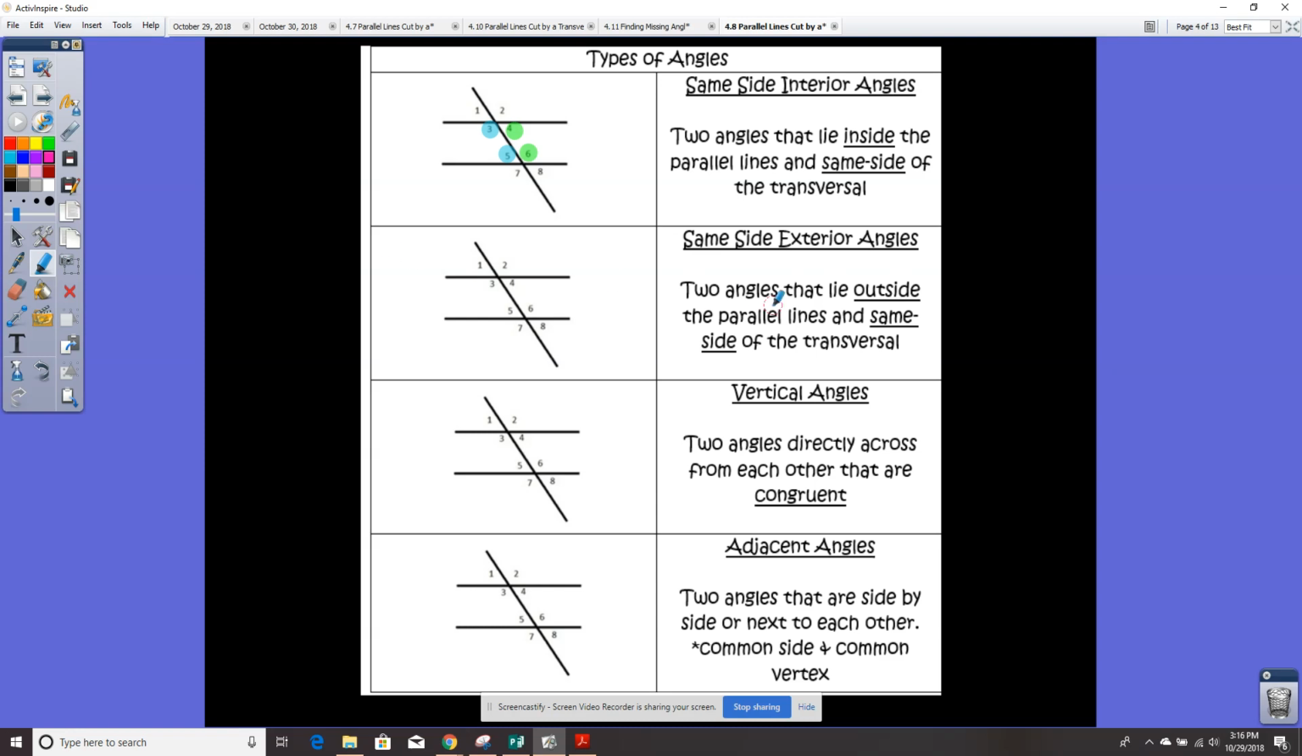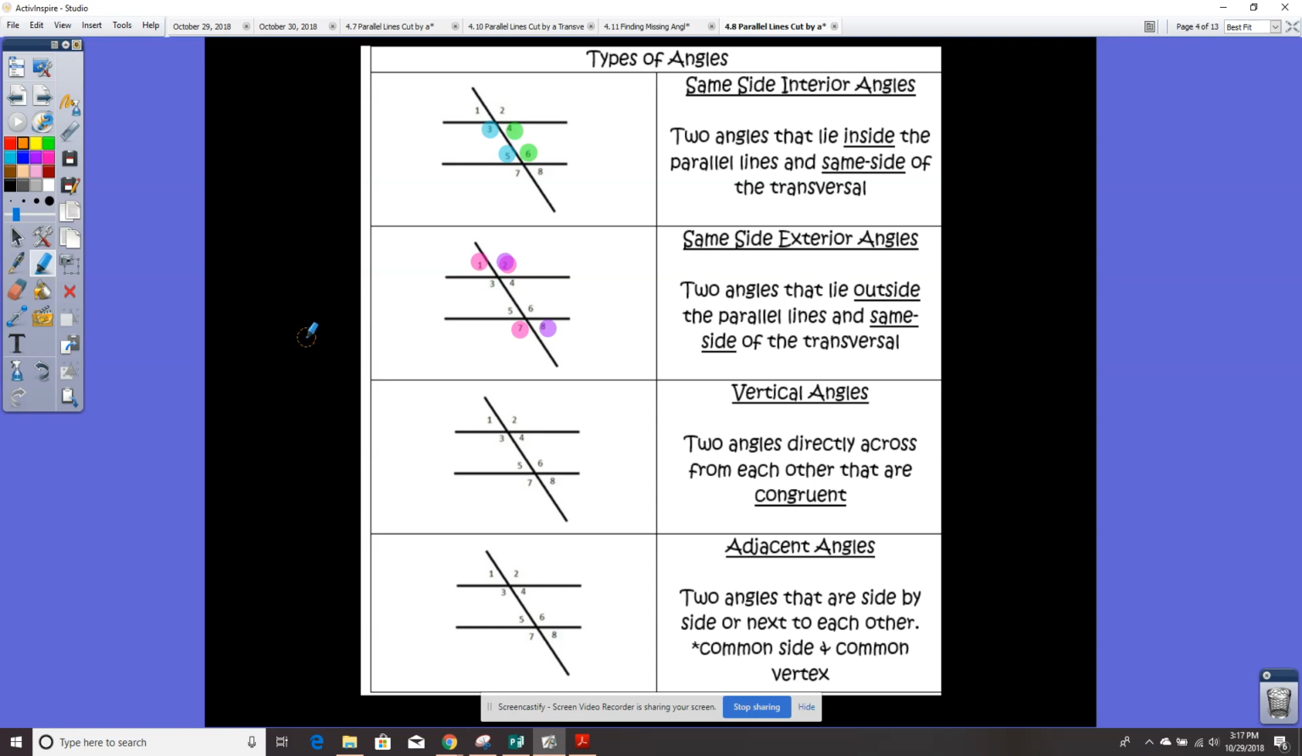And then we've got same side exterior angles, and these are two angles that lie outside the parallel lines and the same side of the transversal. So 1 and 7 would be same side exterior, and then 2 and 8 would be same side exterior.